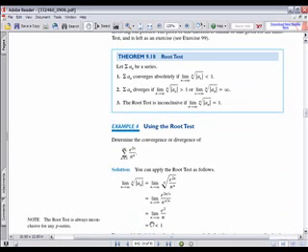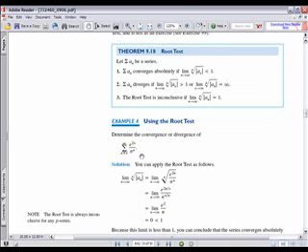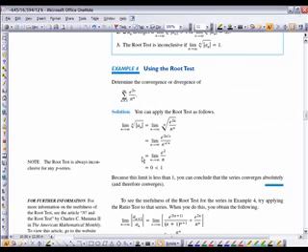It's less than 1, so therefore e to the 2n over n to the n will converge absolutely. All right, a few more examples.